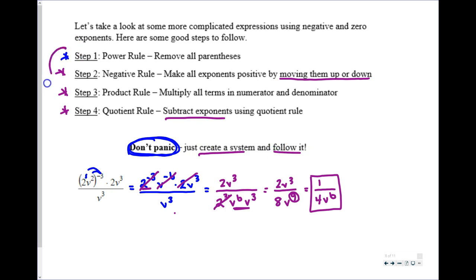I think this is a good system that I've come up with. It works generally most of the time. So we're going to keep trying to use that. Okay?